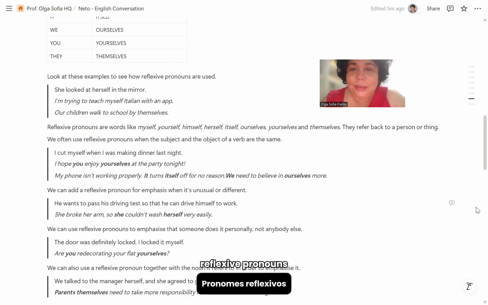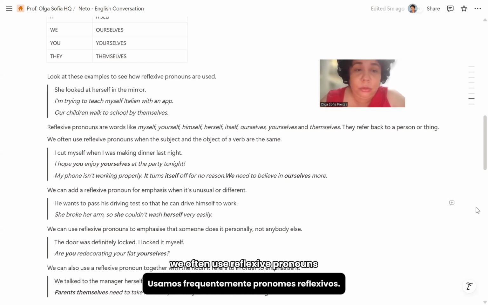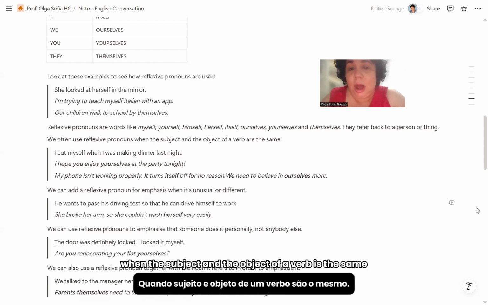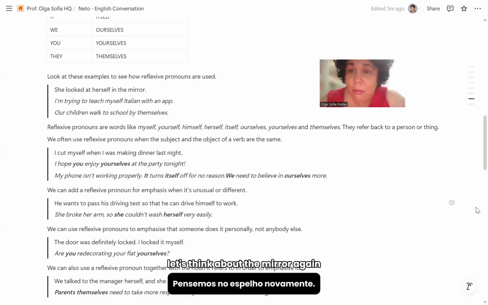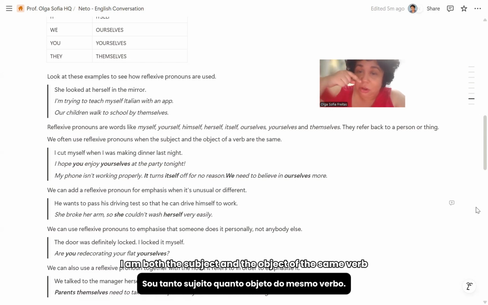Reflexive pronouns refer back to a person or a thing. We often use reflexive pronouns when the subject and the object of a verb is the same. That's what that means. When you have a sentence, let's think about the mirror again. Who's looking at the mirror? Me. And what's in the mirror? Me. So I am both the subject and the object of the same verb.